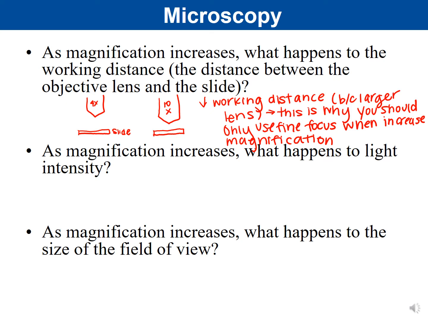So the next question says, as magnification increases, what happens to the light intensity? And so you have to remember that the condenser is going to pass light through the specimen. Now, if you think about this and you know about what happens to light when it hits glass, so if the light hits the glass, what is going to happen? And the answer is that when light hits glass, it's going to refract.